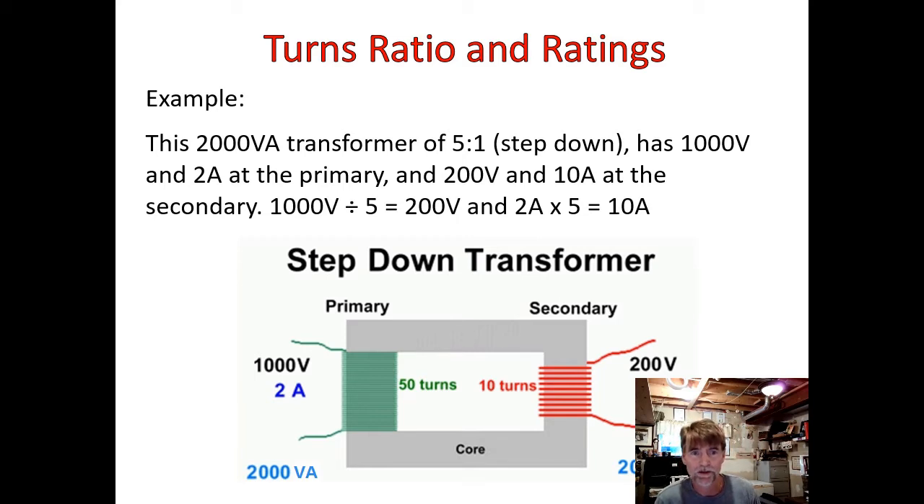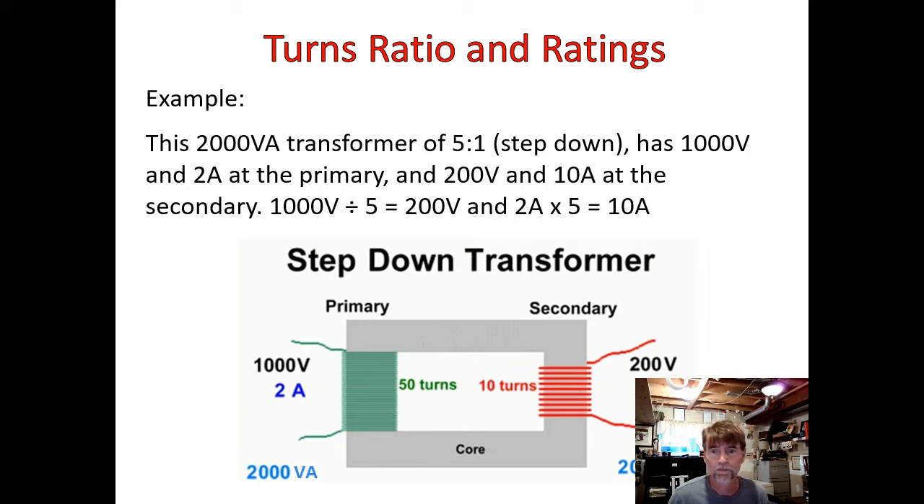2000 volt amps is the rating of the transformer, the size of the transformer. That's how we talk about transformer sizes, in terms of volt amps. This one happens to be 2000, and it has a turns ratio of 5:1. It happens to be stepped down the way we've hooked it up, so 1000 volts and 2 amps on the primary side and 200 volts and 10 amps on the secondary side in both instances multiply up to the 2000 volt amps.